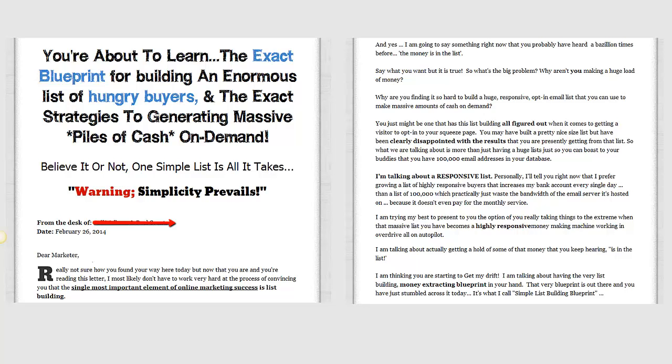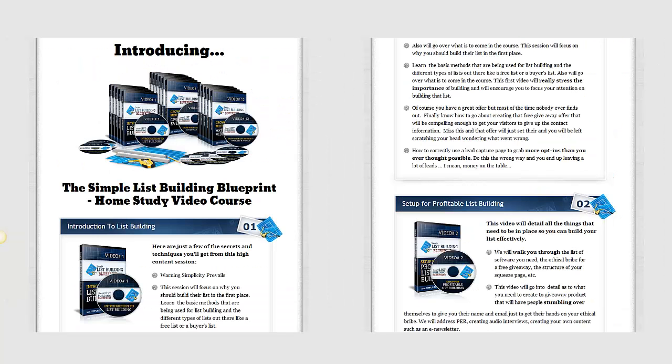It's also got some good sub headlines, and you'll notice as we go through the copy, you really want to draw people into your copy with a good little story. And notice how throughout here we've bolded some of the certain elements. I'm talking about a responsive list, a highly responsive list, all figured out, clearly disappointed with the results. So notice how these things are jumping out. And notice in this first paragraph here on the left hand side, we talk about the single most important element of online marketing success is your list building. And so that's another really important factor.